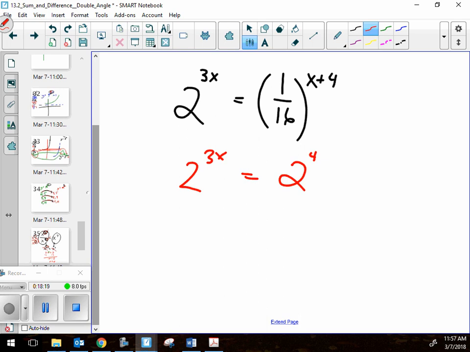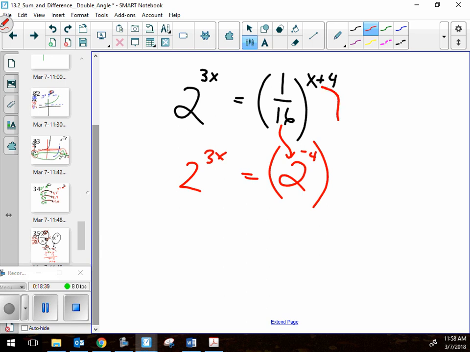Now, obviously, that's not a fair swap. 1/16 and 2 to the 4th aren't the same. You're really close, though. So what should it have been? 2 to the what? 2 to the negative 4th. Do you remember that making a negative power is what makes it a fraction? All right, so 2 to the negative 4th.